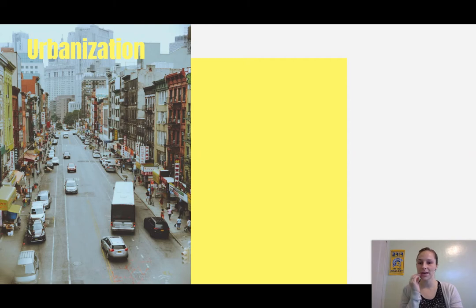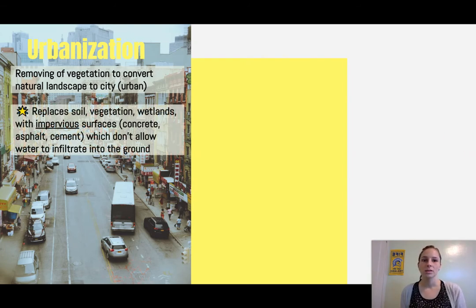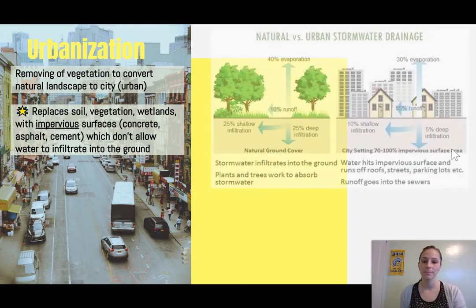So the first thing is some general information about urbanization. First of all, urbanization is the removing of vegetation to convert natural landscapes to city, urban environments. So what's ultimately going to happen is that you're going to replace soil, vegetation, and wetlands with impervious surfaces like concrete, asphalt, and cement, which are not going to allow water to infiltrate into the ground.